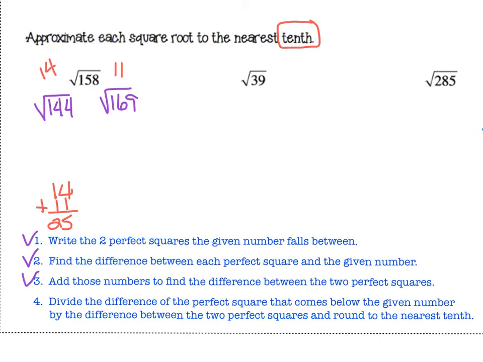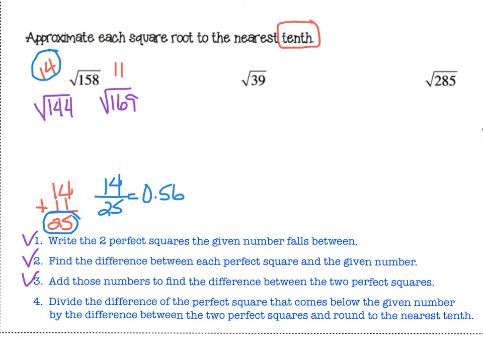It says we are going to divide the difference of the perfect square that comes below the given number by the difference between the two perfect squares and round to the nearest tenth. So let me just explain that step by step. We're going to take this difference, the one between the lower perfect square and the number we were trying to find, which is 14. Then we're going to take this total number right here, which was 25, and divide those, and that's going to give us a decimal. So 14 divided by 25 is going to give me 0.56 as a decimal, 0.56. I'm going to write that down.